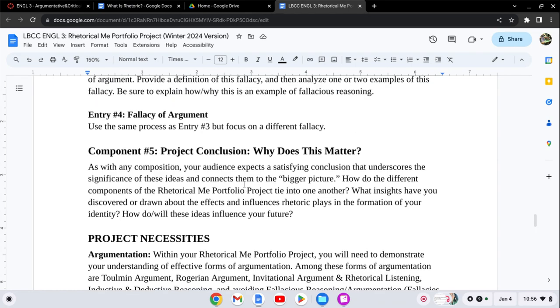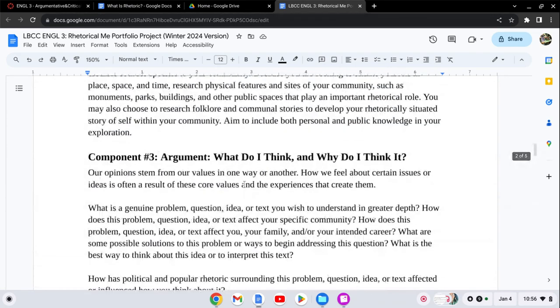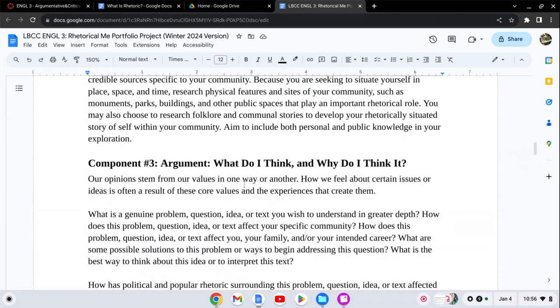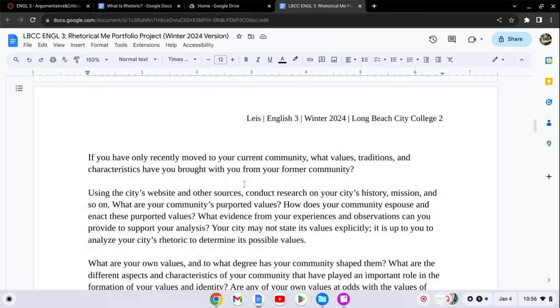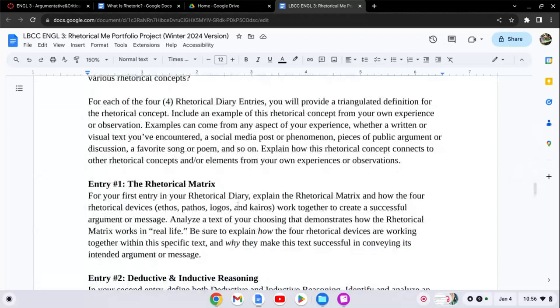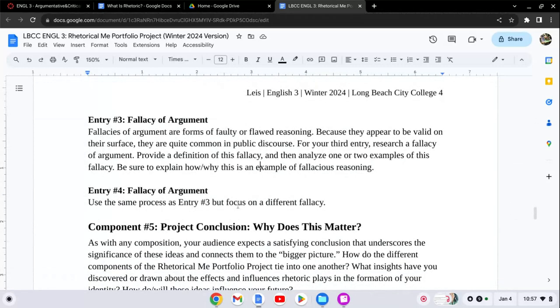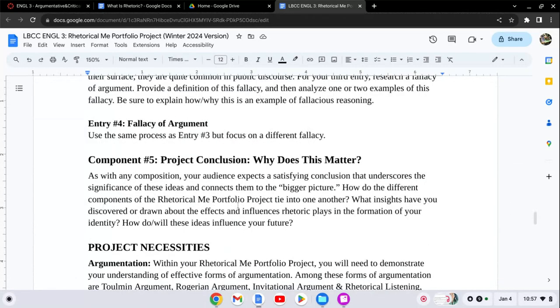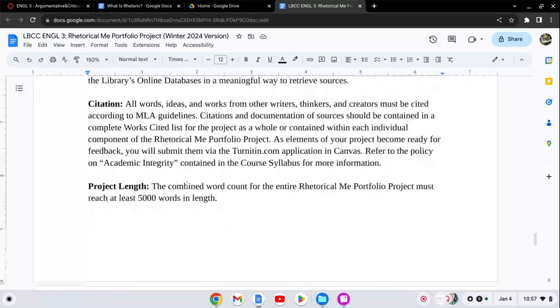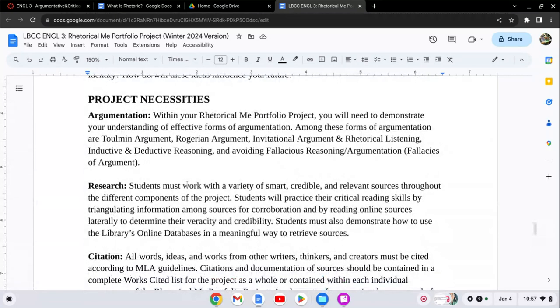education. So those are the 5 components of the project, and like I mentioned, for each one you'll be submitting a draft, and I'll be providing feedback on it, and you'll be revising it. By the end of our course, you're going to contain all 5 of those components in the portfolio that you submit as your Rhetorical Me Portfolio Project, okay? Now, these last few things here are just what our project needs to encompass, what we need to think about and contain in our project.